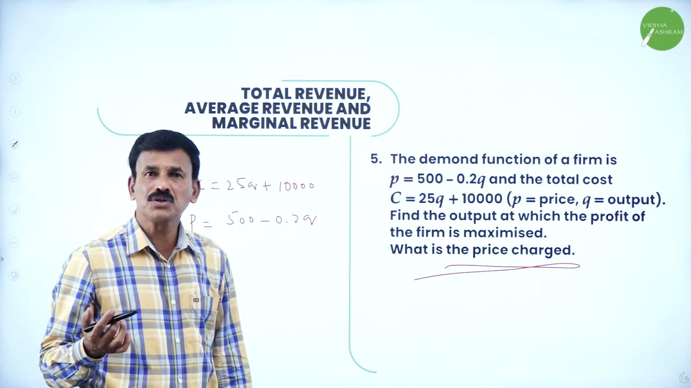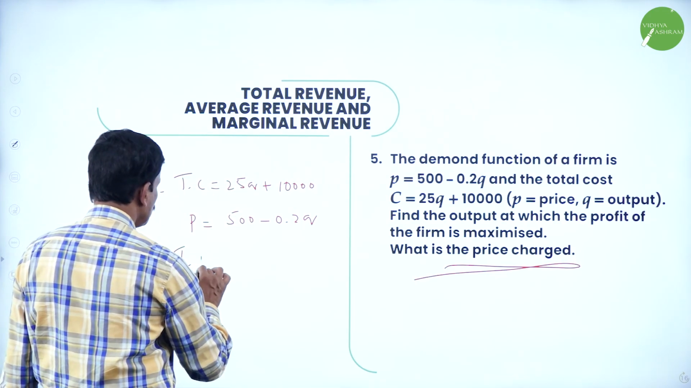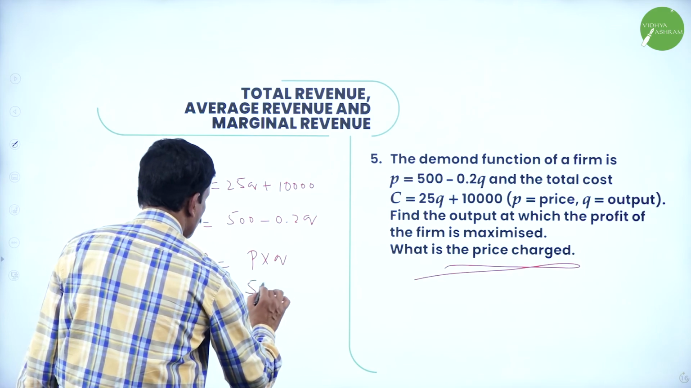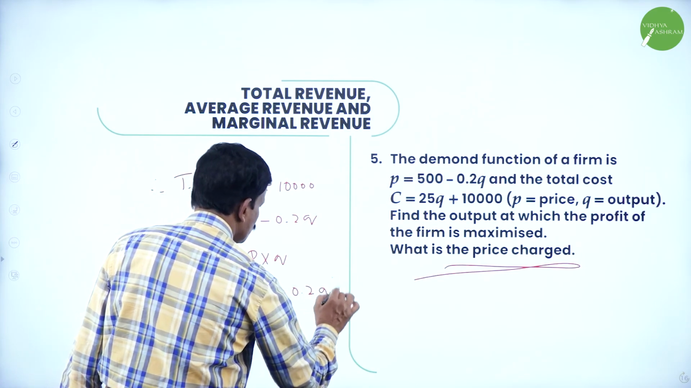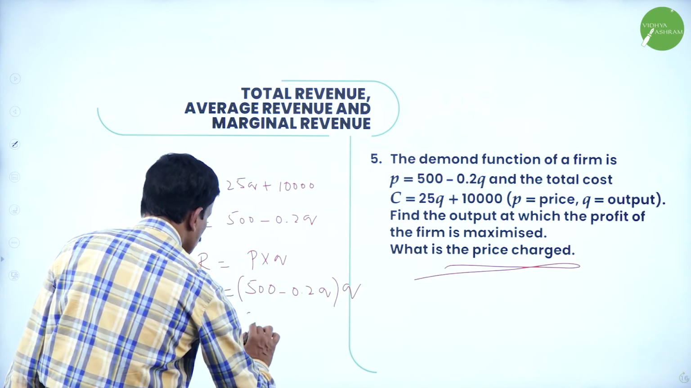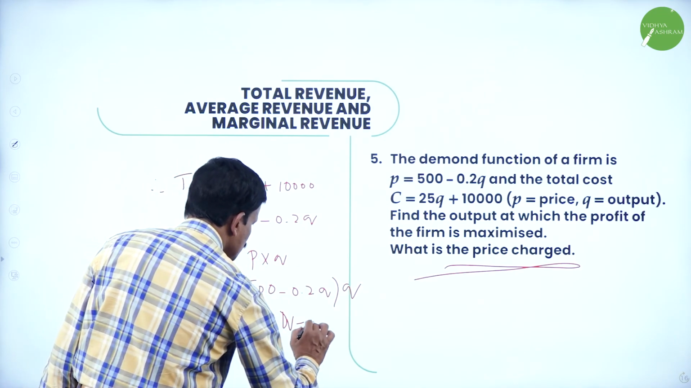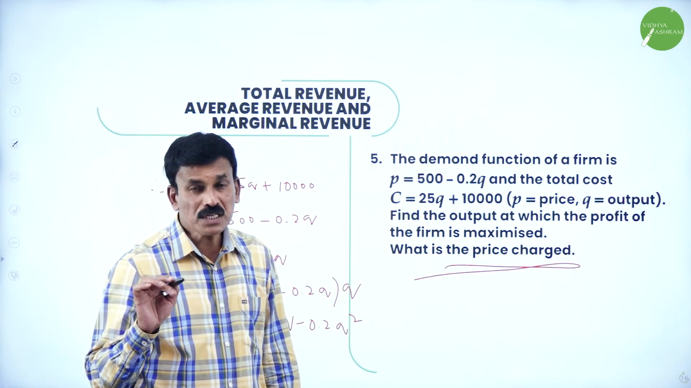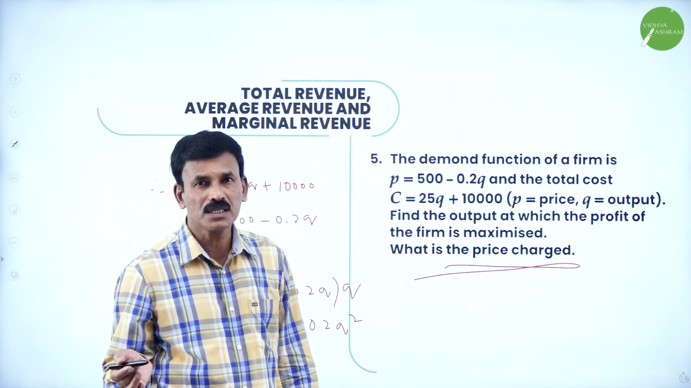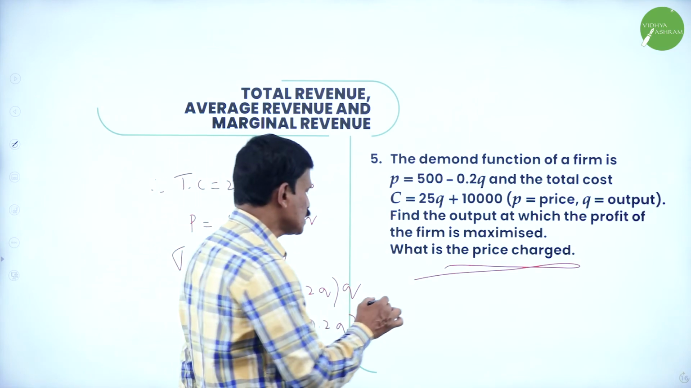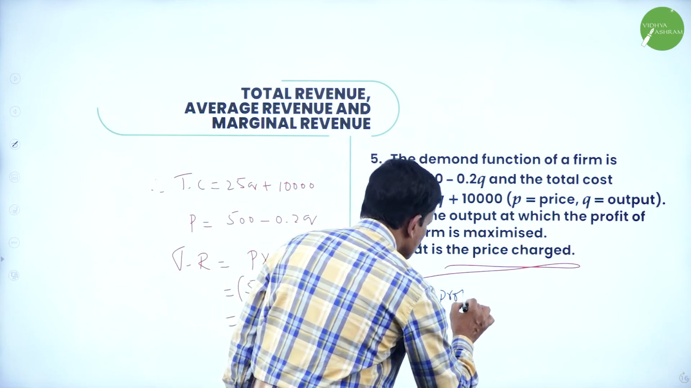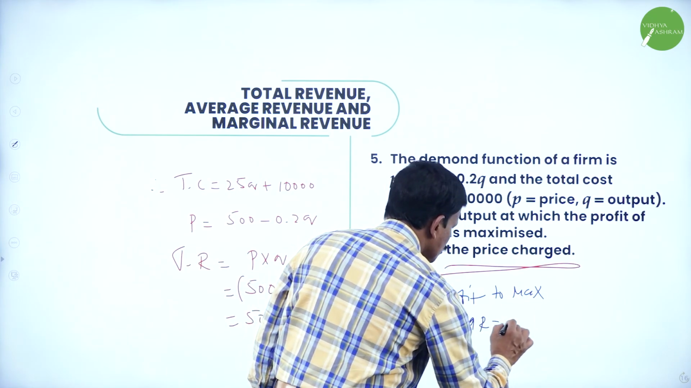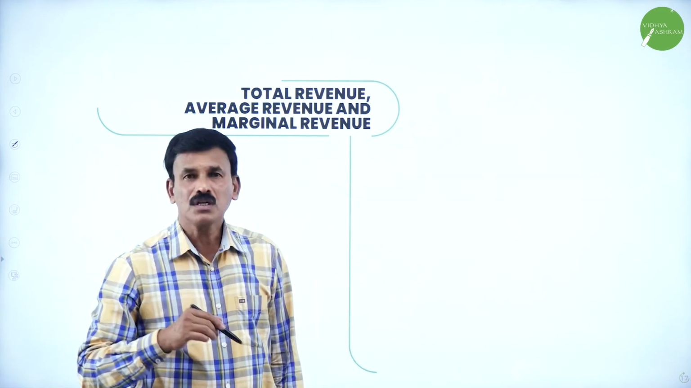Okay. Now find out the total revenue. You know what is the formula for total revenue? Total revenue is equal to P into Q. What is P here? P is equal to 500 minus 0.2Q, into Q is the total revenue. That's equal to 500Q minus 0.2Q square is the total revenue. Okay. For profit maxima, MR is equal to MC. Right. So for profit to be maximized, MR is equal to MC. Right. Now find out MR.